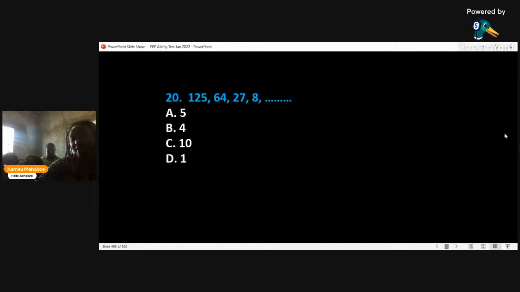Okay, what are they doing here? 1, 2, 5, 6, 4, 27, 8. What's the next one in the sequence? They are going down, they're getting smaller. Four, miss. Why four? Yes, Kylie. So these are cube numbers. So that's 5 cube, 4 cube, 3 cube, 2 cube. So what's 1 cube? 1.